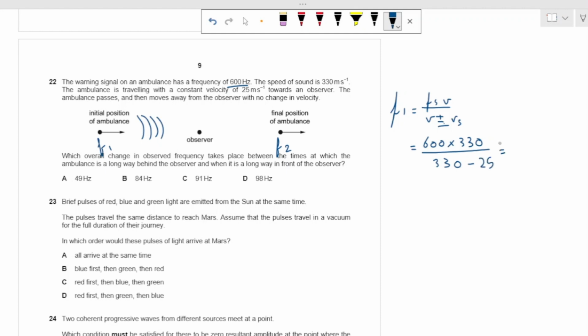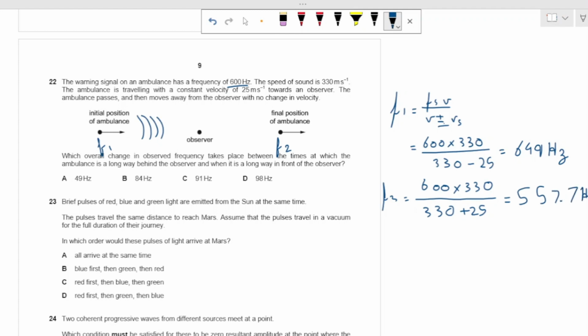And then we can put this in the calculator. 600 into 330 over 330 minus 25. And we get our answer as approximately 649. That's f1. Let's calculate f2. 600 into 330 over 330 plus 25. We have already done the minus, obviously with the plus now we're going to do. And that is going to give us 557.7. Or 557 is also enough.